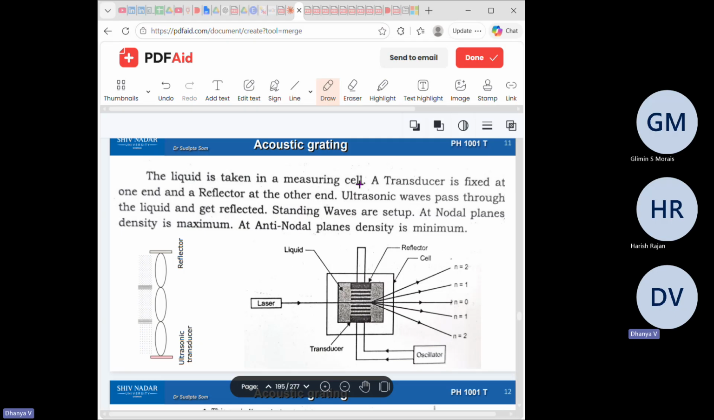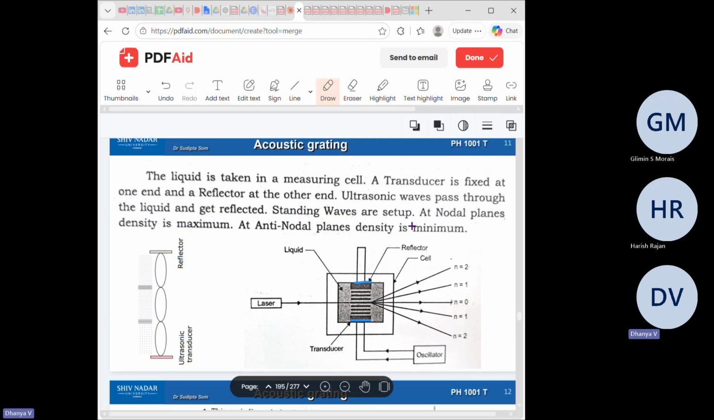So ultrasonic waves pass through the liquid and get reflected. So the liquid is taken into a measuring cell. A transducer is fixed at one end and a reflector at the other end. So here if you see, there's a transducer and the reflector is at the other end. Okay, so ultrasonic waves pass through the liquid and get reflected.